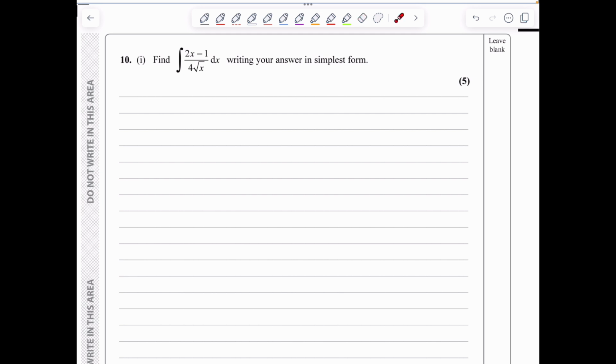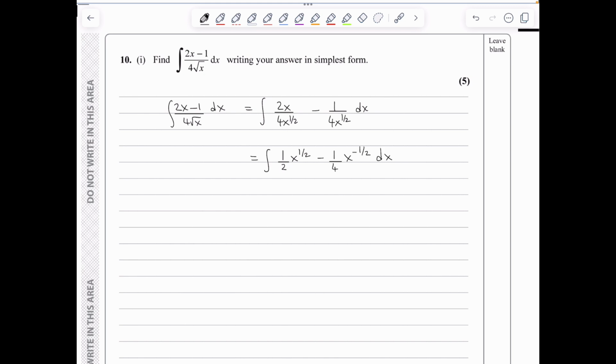In 10i, I need to find the integral of 2x minus 1 over 4 root x dx, giving my answer in its simplest form. So starting with the given integral, I will split it as the integral of 2x over 4x to the half. Remember, the root of x is x to the power of a half, minus 1 over 4x to the half dx. This is the integral of a half x to the half, because when I have x divided by x to the half, it's x to the 1 over x to the half, and I deduct the powers, minus a quarter x to the minus a half dx.